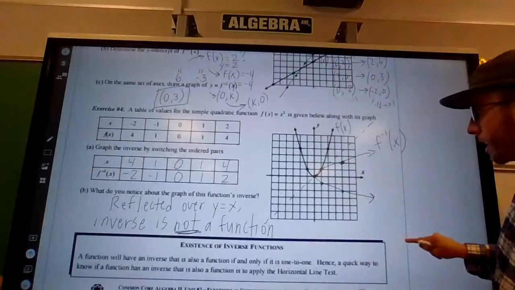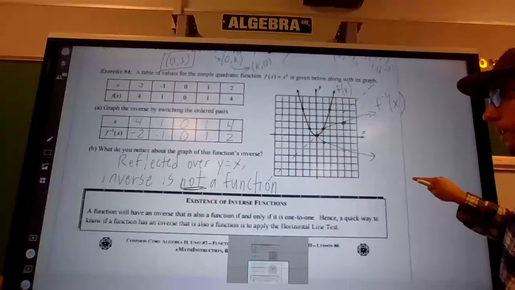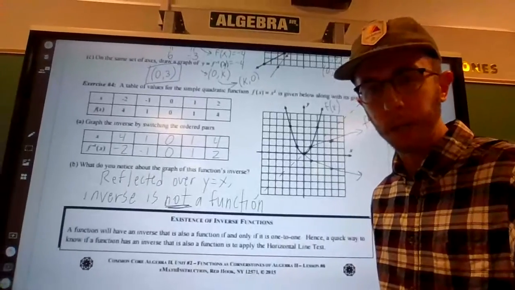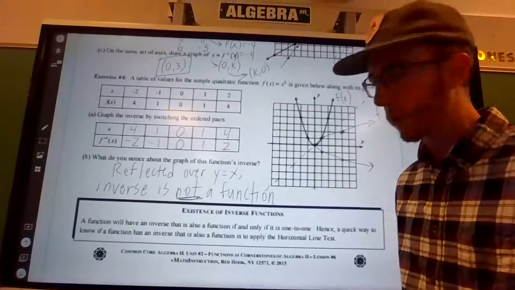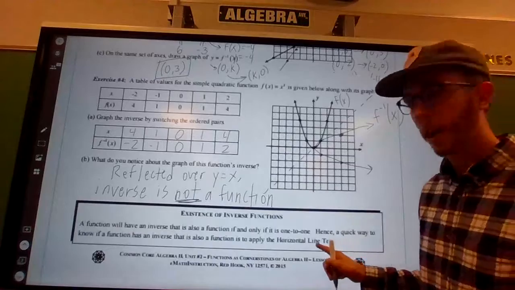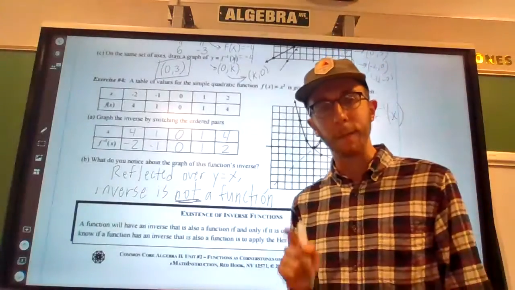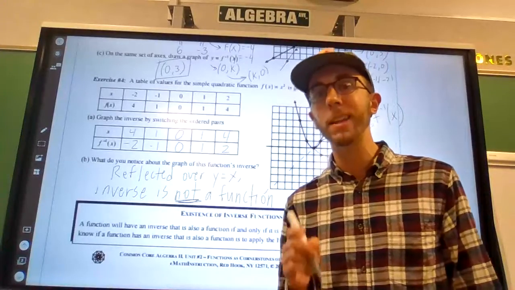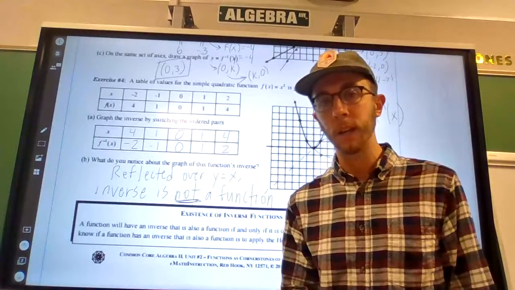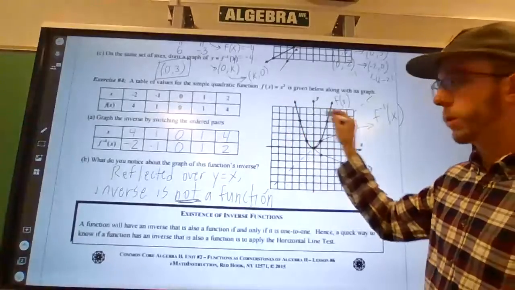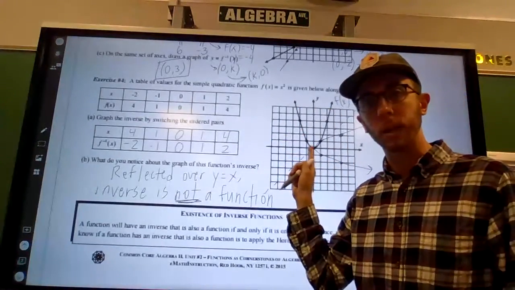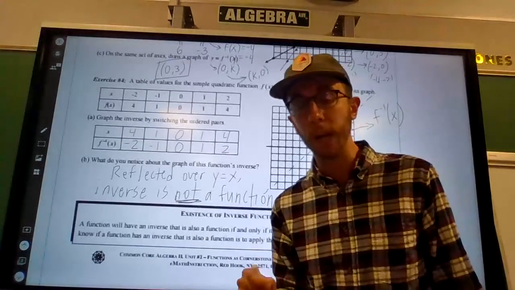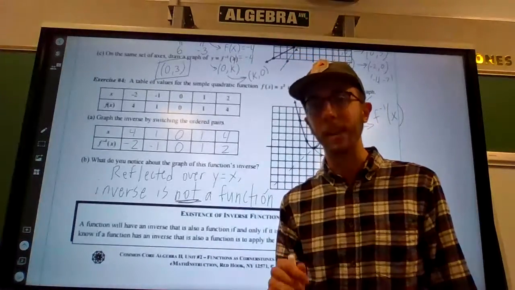This box at the bottom here sums that up for us. It says a function will have an inverse that is also a function if and only if it is 1 to 1. Hence, a quick way to know if a function has an inverse that is also a function is to apply the horizontal line test. Right off the bat, I could have drawn horizontal lines through my original function and seen that it failed the horizontal line test. That would tell me right away that the inverse is not a function.